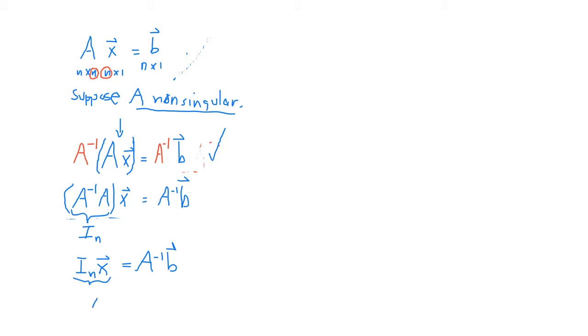So x is equal to A inverse times the vector b. And so now we have a solution. We have a formula for finding the solution vector x.